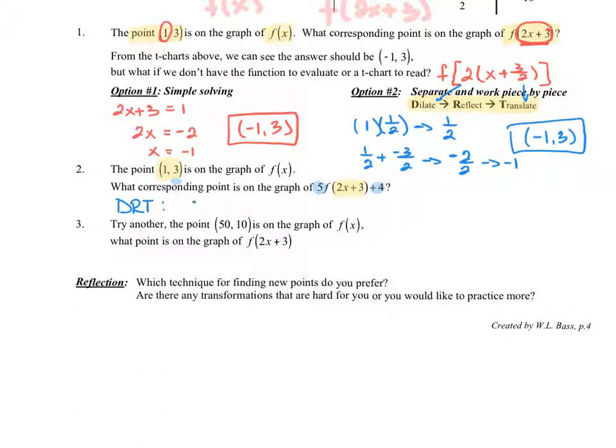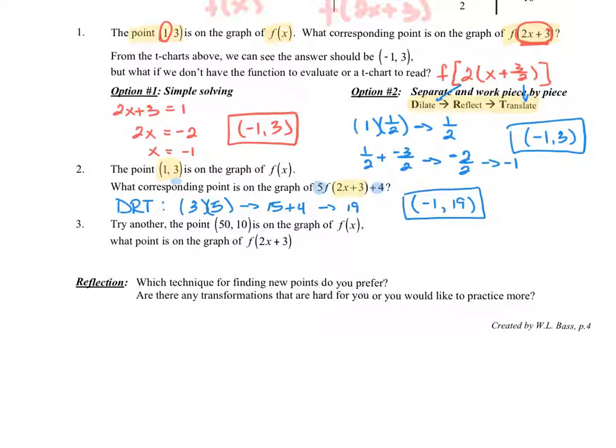So I'm going to take the 3 and apply the dilation first, and vertical dilations can be read exactly as they are. So I just take the 3 and multiply it by a 5, and that's going to give me a 15. Then I'm going to do the shift, and I'm just going to add that 4, and that's going to give me a 19. So now, if I wanted to apply both the vertical and the horizontal, my final ordered pair would be a -1 from the previous problem, and then a 19 for the vertical.